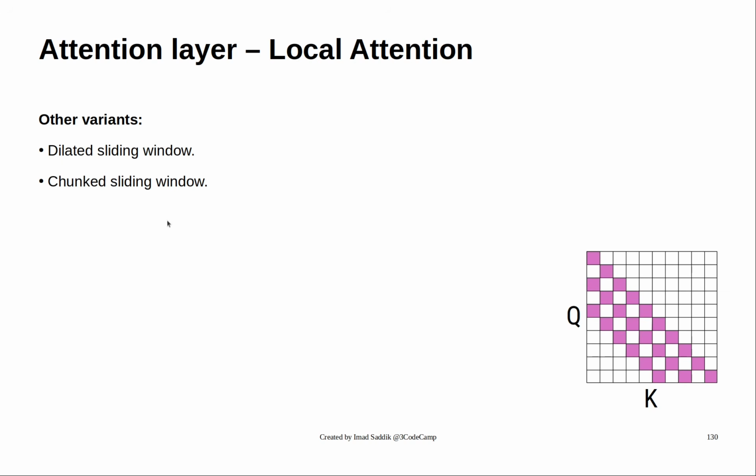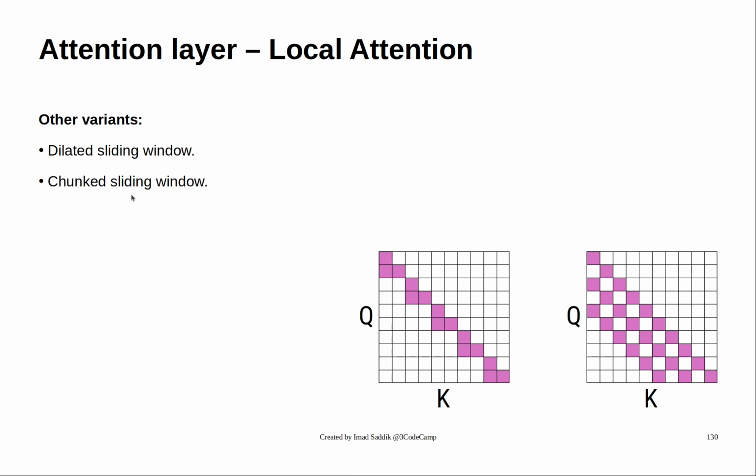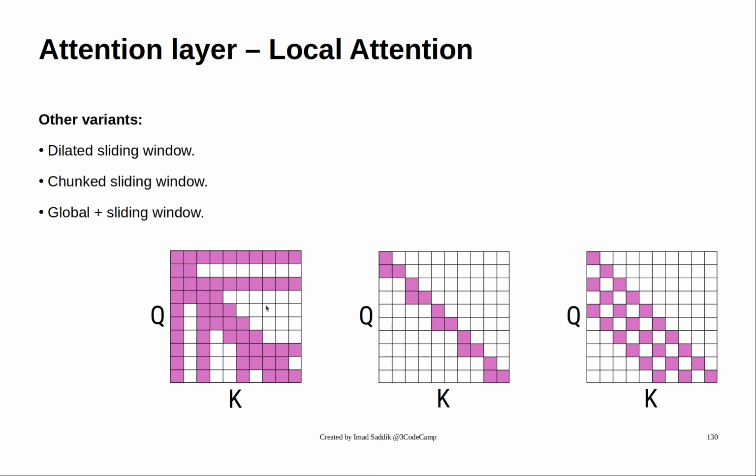We also have other variants of this method. So here we have dilated sliding window. This is how it looks like. We also have chunked sliding window. This is how it looks like. We can also combine between the two. So we have global plus sliding window. Here is how it looks like. So we still have the sliding window, which is what I showed you earlier, but we add these global attention for the tokens that should attend to all the tokens. For example, the special tokens, like the start of text, end of text, etc.